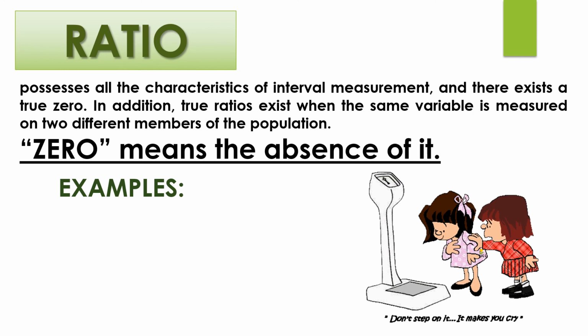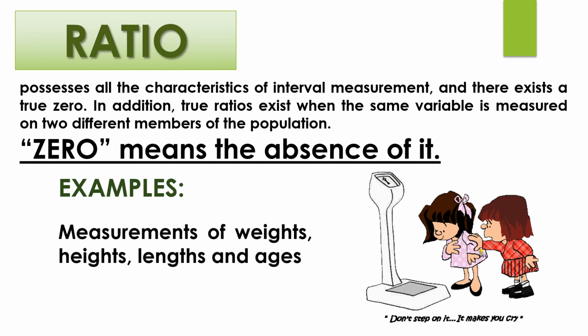Okay. Next, ratio. It possesses all the characteristics of interval measurements, and there exists a true zero. So dito, nag-i-exist si zero as nothing. In addition, true ratios exist when the same variable is measured in two different members of the population. Sabi dito, zero means the absence of it. So, kung sa interval, kasali si zero, sa ratio, hindi kabilang si zero. Example, measurements of weights, heights, length, and ages.